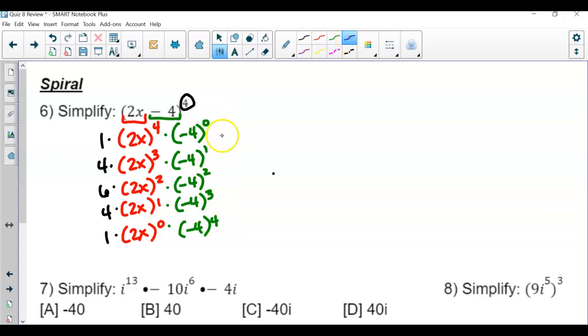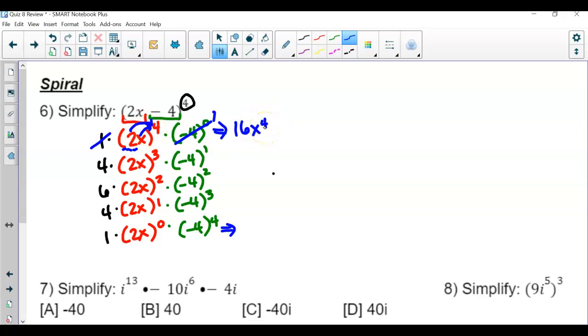Now we can start simplifying. The first and the last are always the easiest because that's your 1 here. So basically that goes away, because 1 times that value is still that value. Anything to the 0 power is also 1. So really we're simplifying 2x to the 4th power. Well, remember, this is 2 also being raised to the 4th power. 2 to the 4th power, 2 times 2 times 2 times 2, giving you 16. That x is also being raised to the 4th power, so 16x to the 4th.